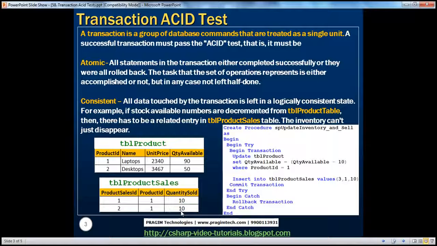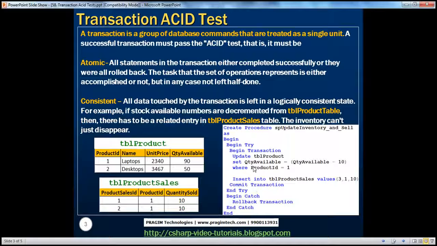Basically, when we sell a product, two things happen: update the TBL product table, and insert a row into the TBL product sales table. So that's what this transaction is doing here. The first statement updates the TBL product table, and the next statement inserts a row into the TBL product sales table. And these two statements are wrapped inside a transaction. So the atomicity of a transaction states that both of these statements should be treated as one unit.